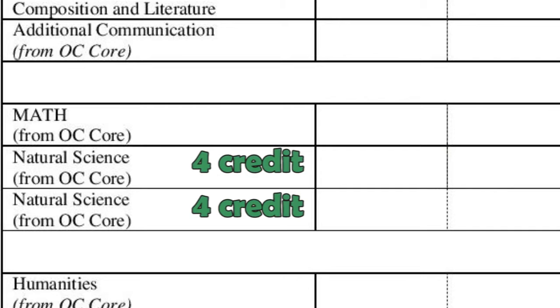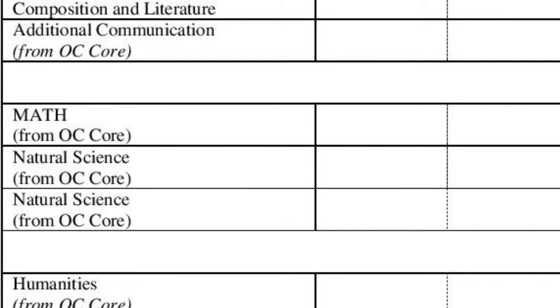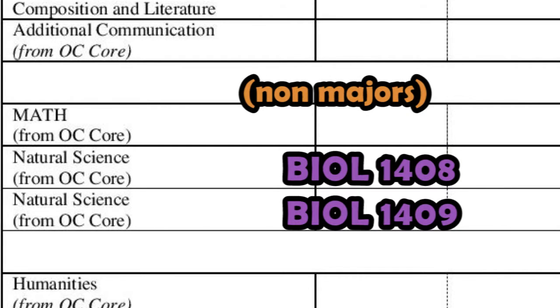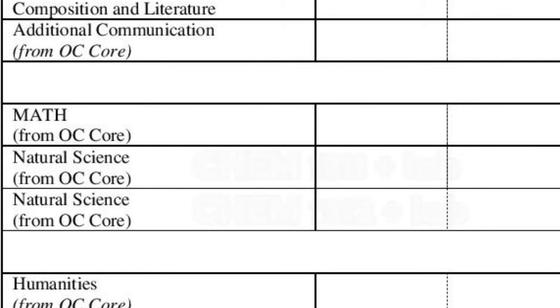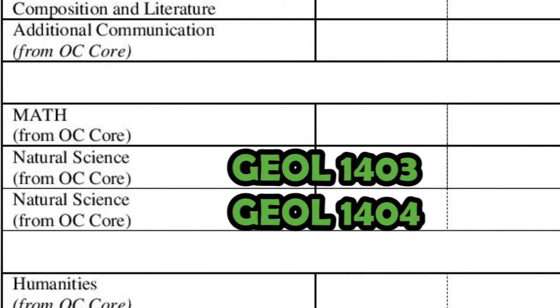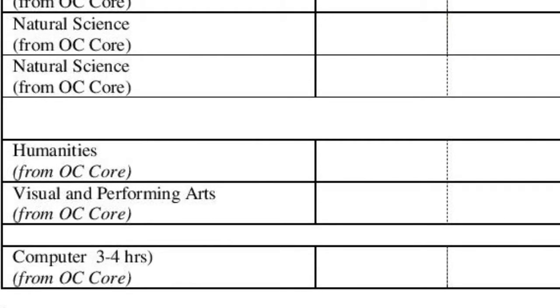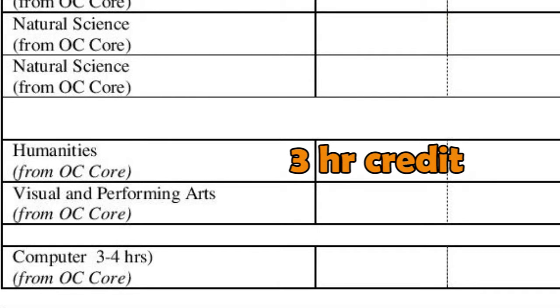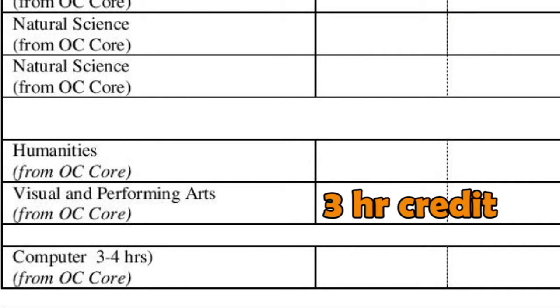There are 2 4-credit science classes required. These science classes must be 2 of the same sciences. Biology 1408 for non-majors and Biology 1409 for non-majors are preferred. However, you can also take Chemistry 1311 with the lab and Chemistry 1312 with the lab, or Geology 1403 and Geology 1404. In the next section, you need a 3-hour humanity credit and a 3-hour visual and performing art credit.